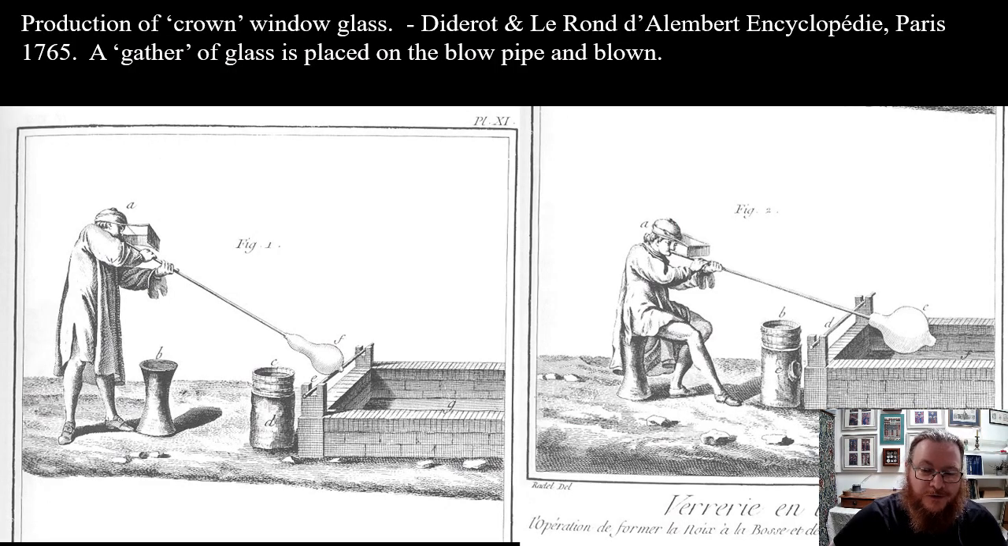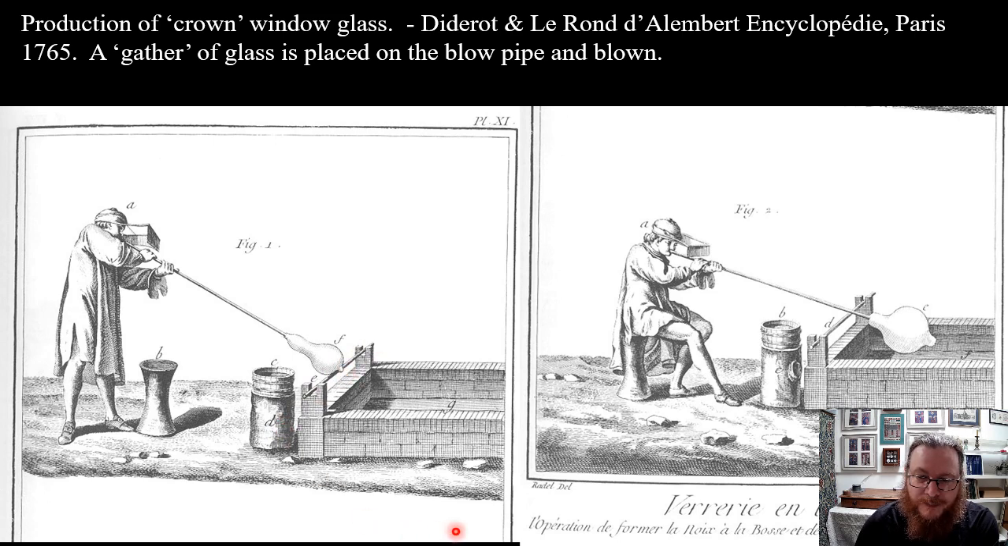So Diderot gives us 6 engravings that show the process in detail. So once the gatherer has removed what's called the gather of glass, the small ball of molten glass, and attached it to the blowpipe, then it's given to the first worker. And you can see him here beginning to blow the glass into a cylindrical form. And he's doing this over the top of a trough and against a metal rail as support as he's doing it.